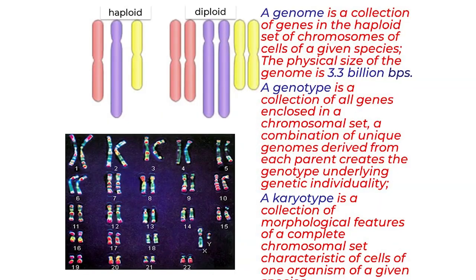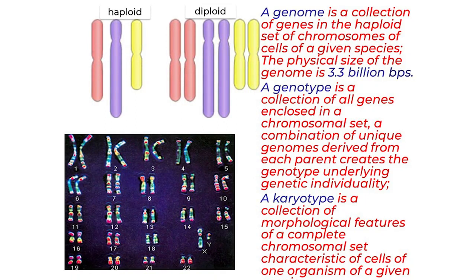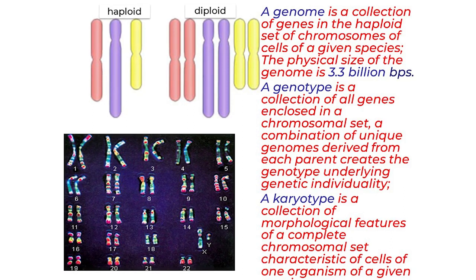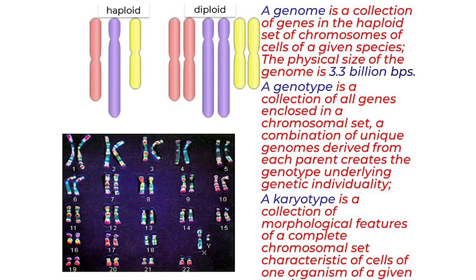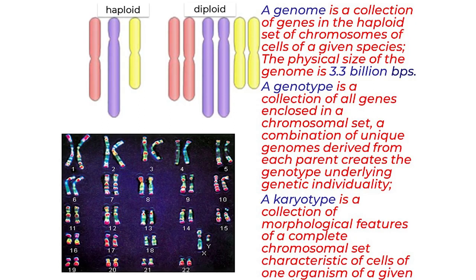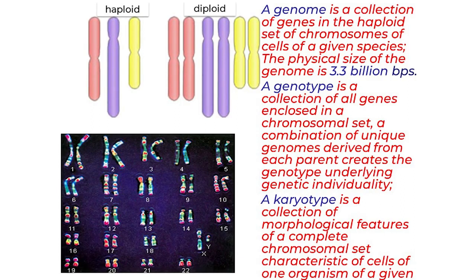It is important to distinguish between genome, genotype, and karyotype. A genome is a collection of genes in the haploid set of chromosomes of cells of a given species. The physical size of the genome is 3.3 billion pairs of nucleotides. A combination of unique genomes derived from each parent creates the genotype underlying genetic individuality. A karyotype is a collection of morphological features of a complete chromosomal set characteristic of cells of one organism of a given species.